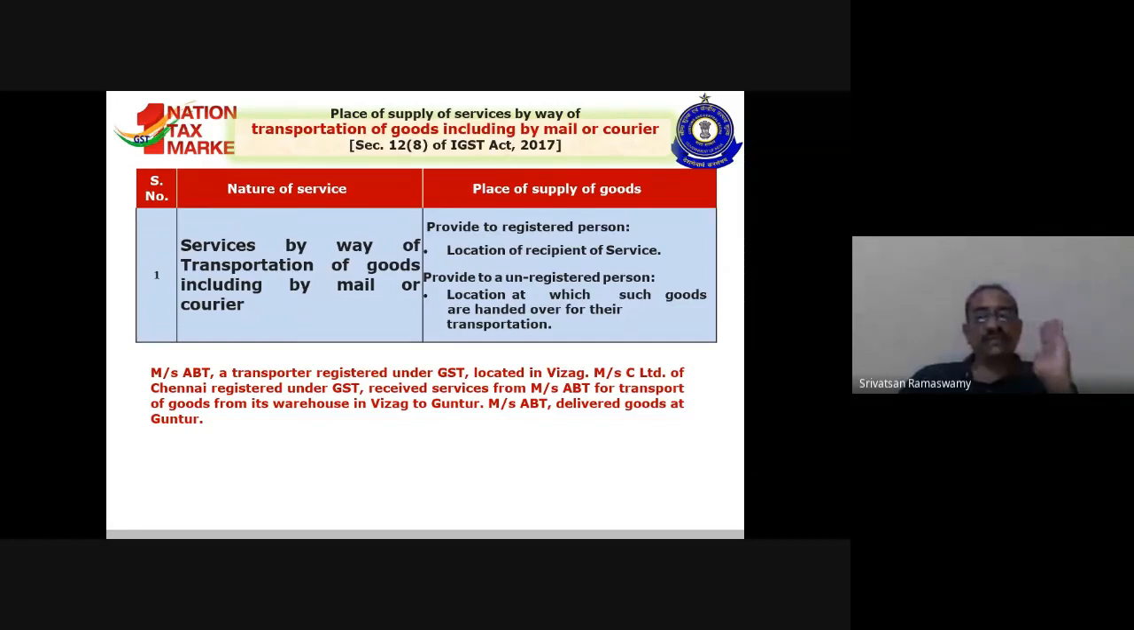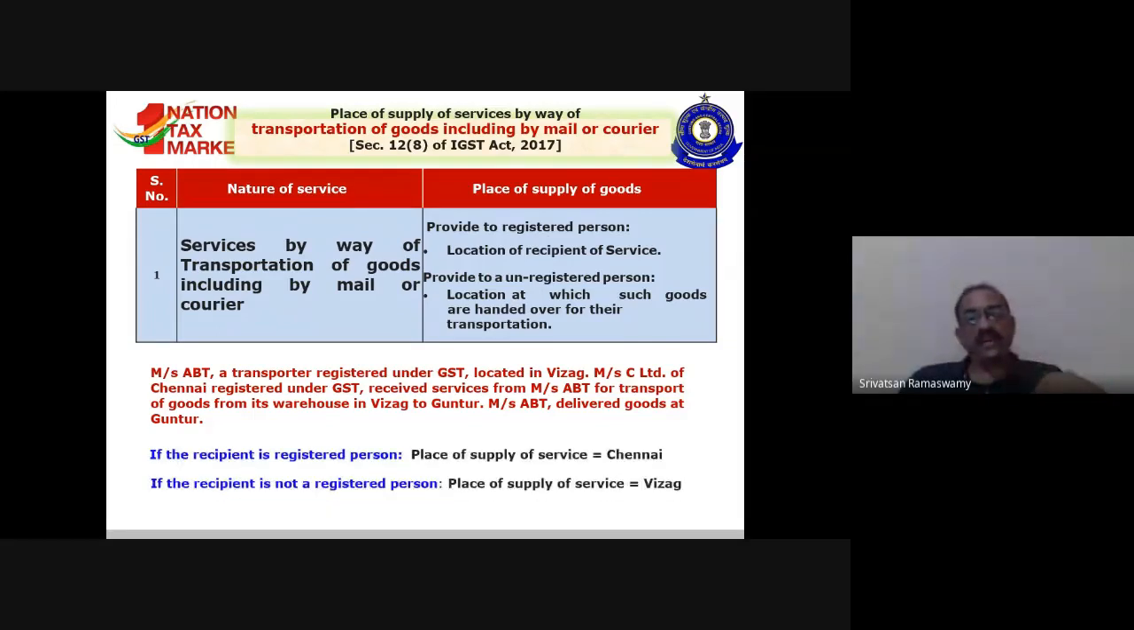Mrs. C Limited of Chennai is registered under GST. So it's a registered person. It receives the services of ABT for transport of goods from its warehouse in Vizag to Guntur. So the goods are received at Vizag, and they are to be transported from Vizag to Guntur. ABT delivered goods at Guntur. So what is the place of supply here? A little bit confusing, but once you read these examples clearly, along with the contents of the table provided here, you will be able to understand and appreciate it better.